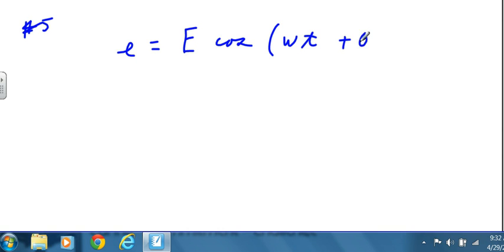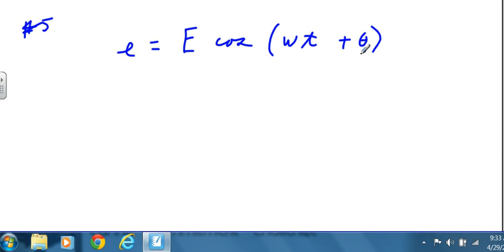Now, the 8th guy has a weight. Obviously, we have to do number 5 because it's an electrical problem again. Okay, so number 5. I have that E, which is voltage, by the way, E for electromagnetic force, right? E cosine of omega t plus theta, where E is the maximum voltage, omega is the angular velocity of rotation, t is the time, and theta is the phase shift.